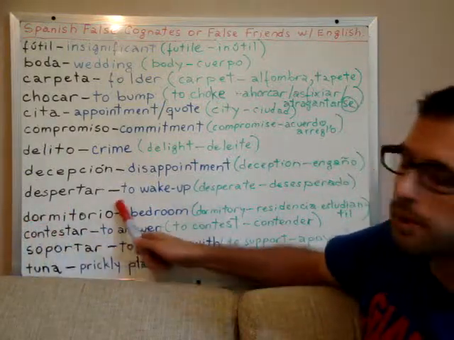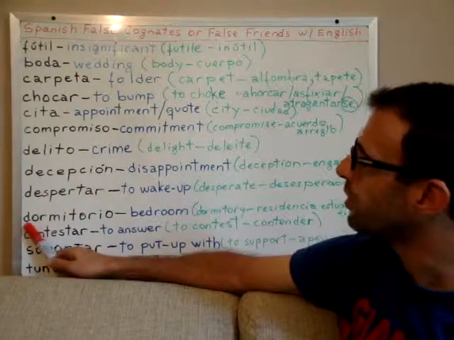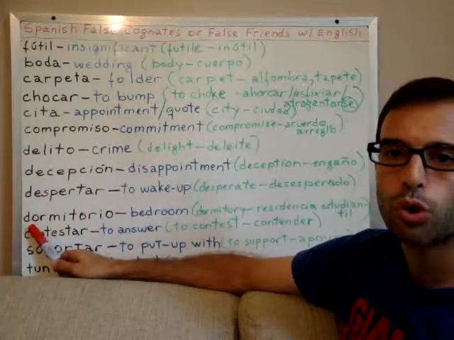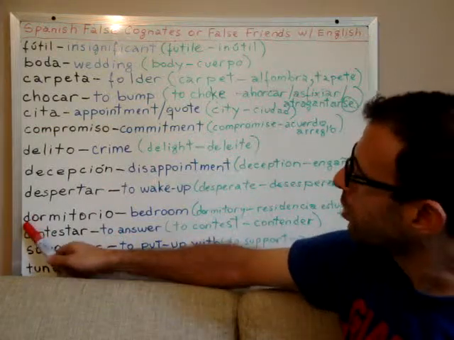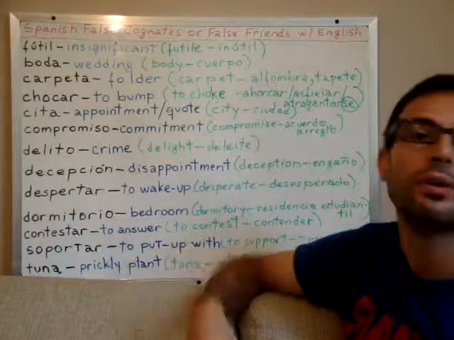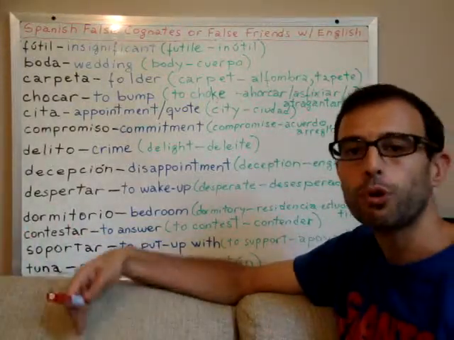This is another typical false friend with Spanish. The word dormitorio. Dormitorio. Four syllables. Dormitorio means bedroom, right? So we all sleep in our bedroom, en nuestro dormitorio.